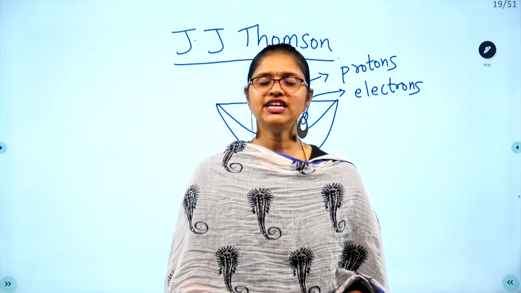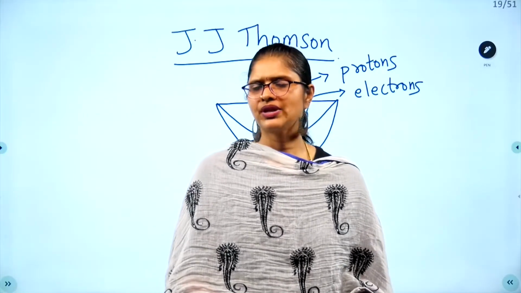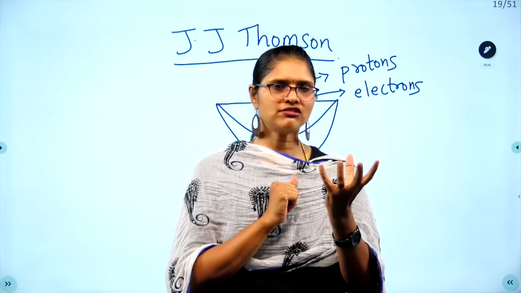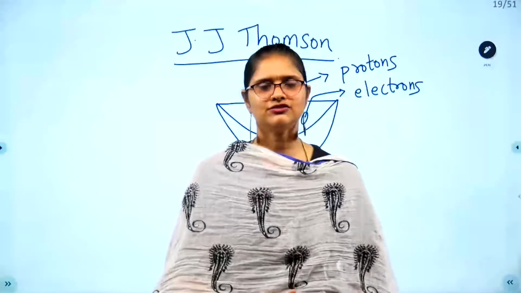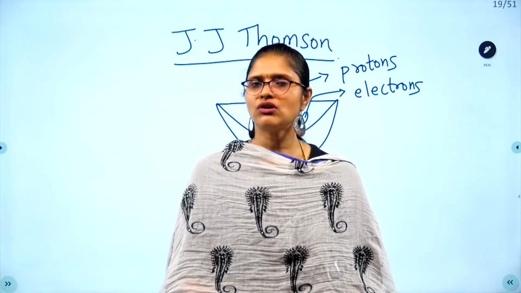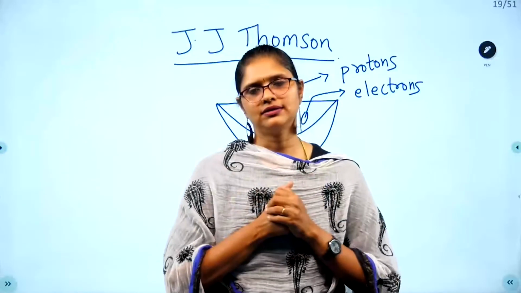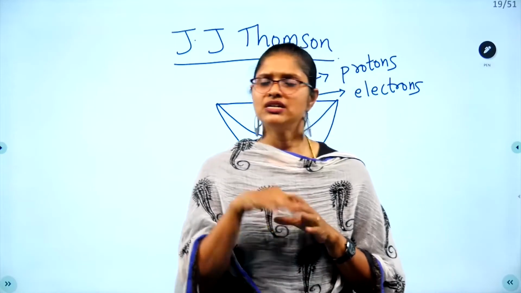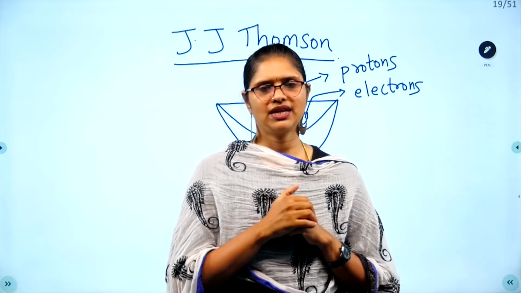No. Actually, atoms are electrically neutral. What do you mean by that? The electrons and the protons should be equal. If 10 protons are there, 10 electrons will be there. If 100 protons are there, 100 electrons should be there. For any neutral atom, protons and electrons should be equal. So this is the drawback of J.J. Thomson. One interesting fact I will tell you: J.J. Thomson only found the electron, and he gave the name electron.